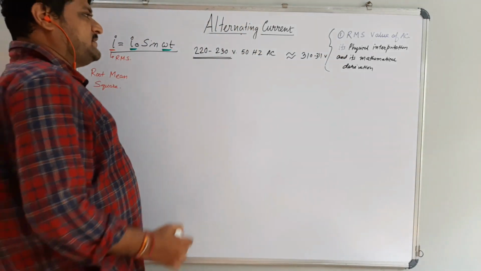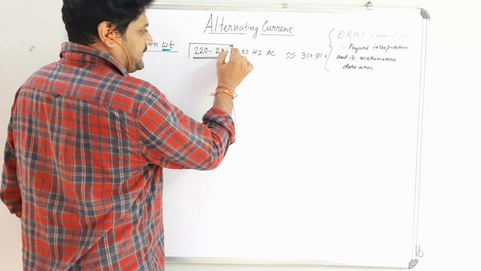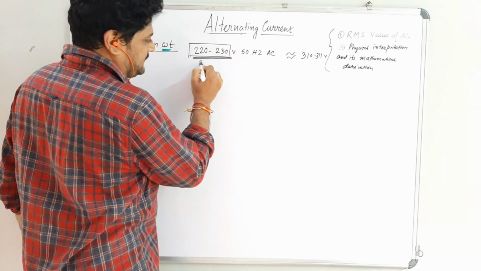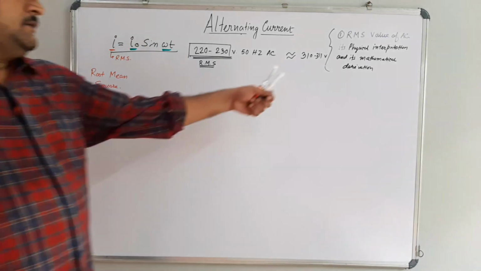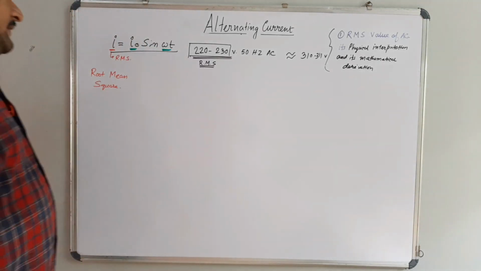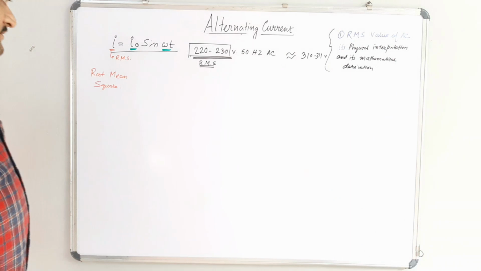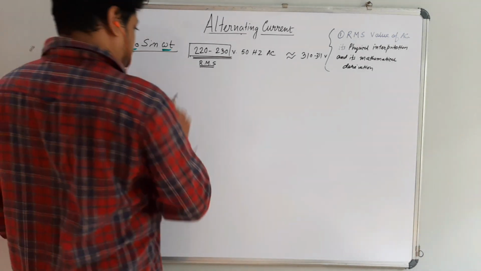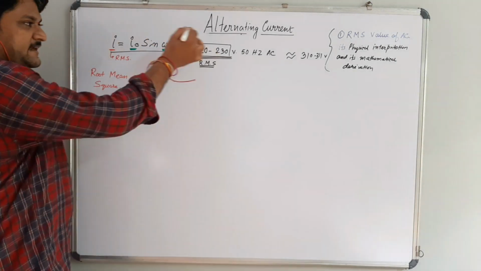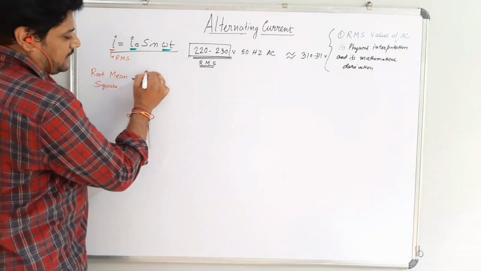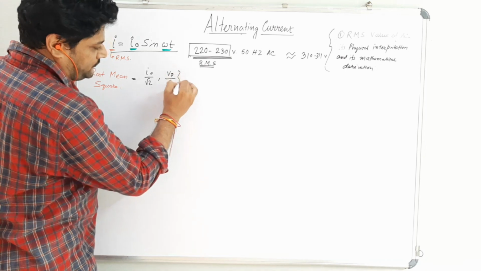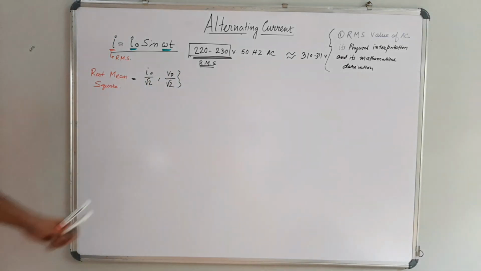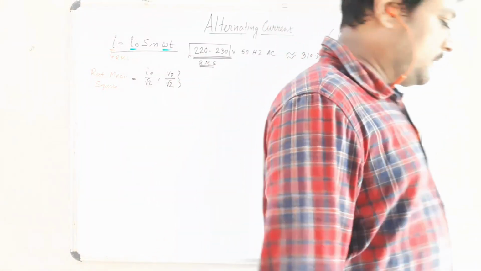So what does it mean? It means that the value we get in our household supply is the RMS value of the generated voltage. What is the expression of the RMS value? It is I naught by root 2 or V naught by root 2. How it comes, I will discuss when we give the mathematical form.